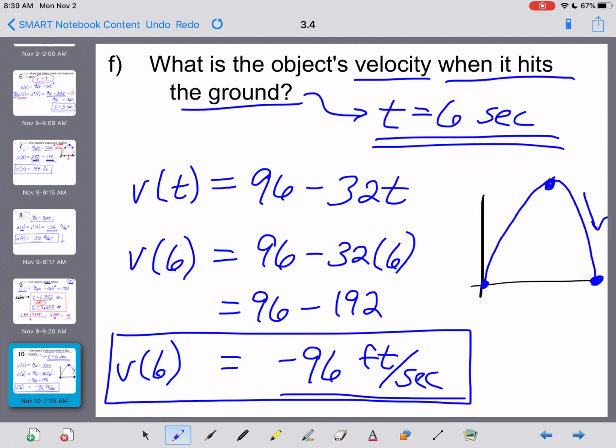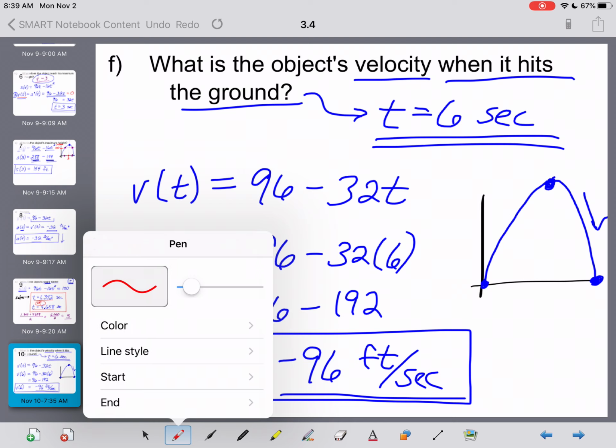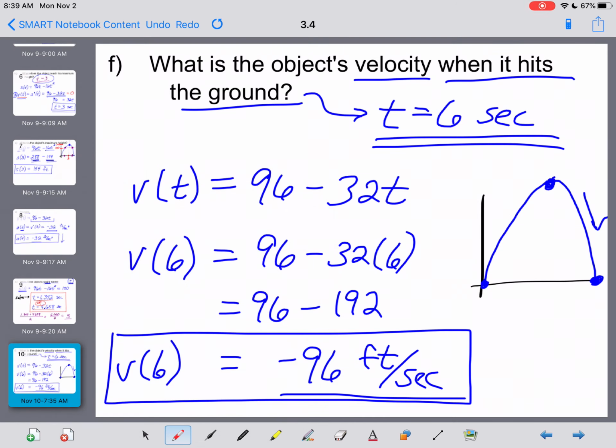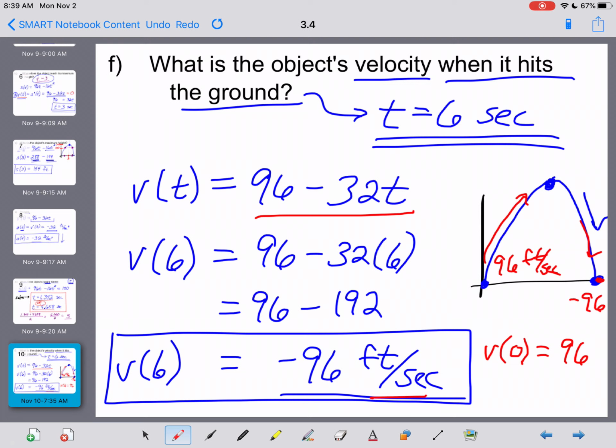The other thing that I think is interesting to point out, and I haven't asked this question yet, but let me just go ahead and do it right down here real quick. What is the velocity with which this object was launched? V of 0. Well, if I plug a 0 in for t right here, we get 96. So here's what's interesting, guys. This object was launched up at an initial velocity of 96 feet per second. And when it comes back down, it hits the ground at a velocity of negative 96 feet per second.